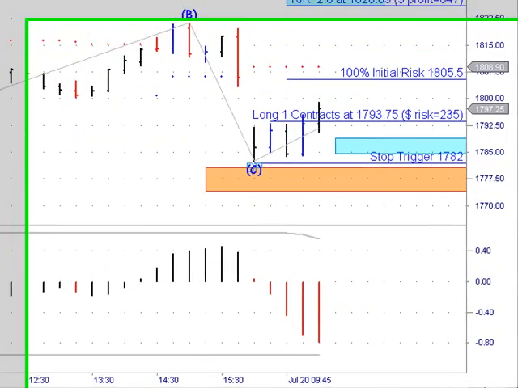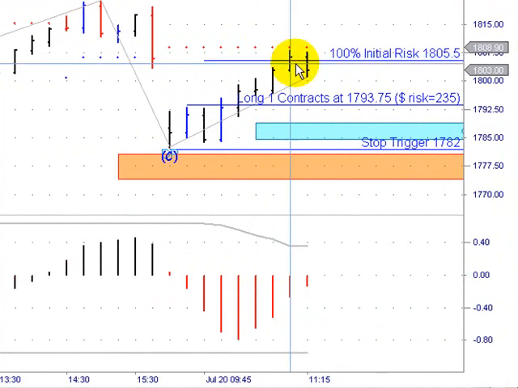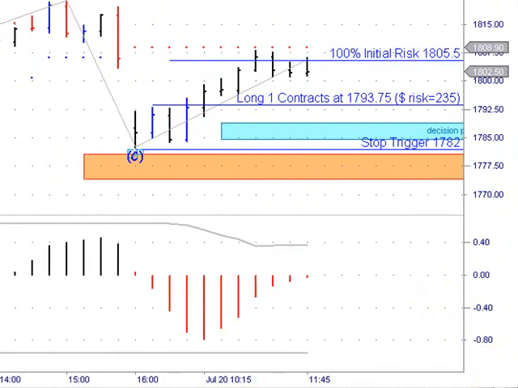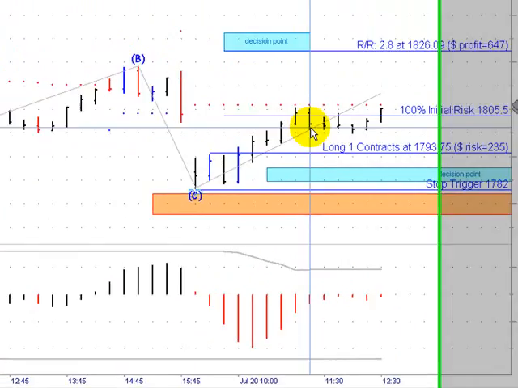And so at this point, we've come into the 4:15 futures close, so that gap was filled there. And then things kind of meandered around.